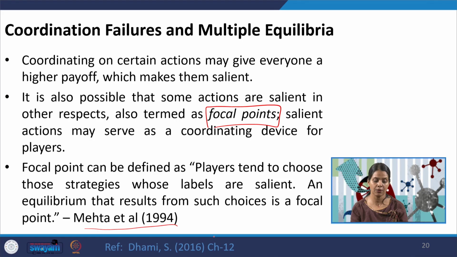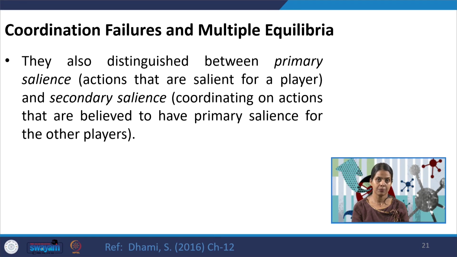In 1994. They also distinguished between primary salience, actions that are salient for a player, and secondary salience, that is, coordinating on actions that are believed to have primary salience for other players. So, basically when you take into consideration what is important for other players, then that becomes a case of secondary salience, and otherwise primary salience is when the action is important for a particular player for himself.